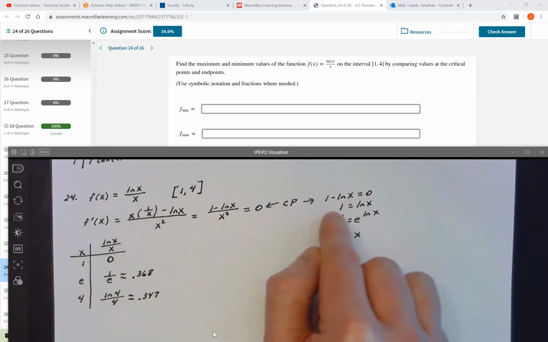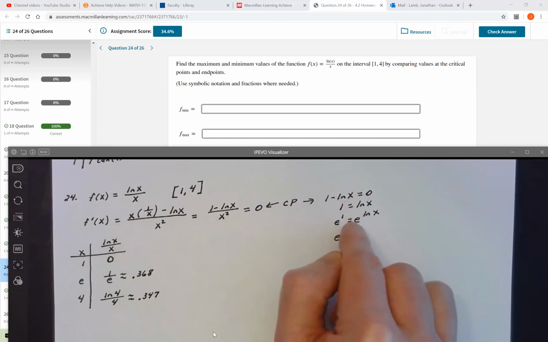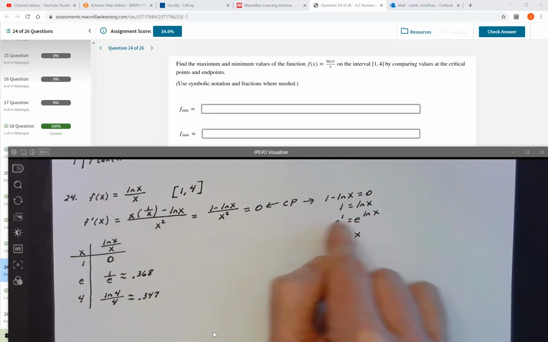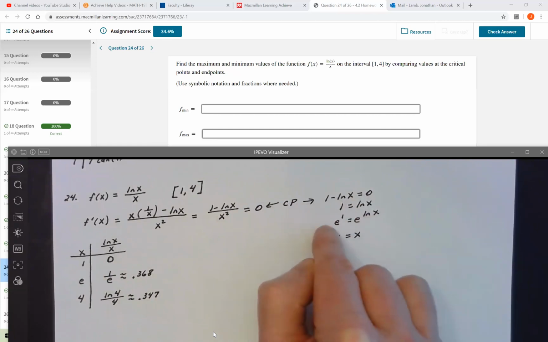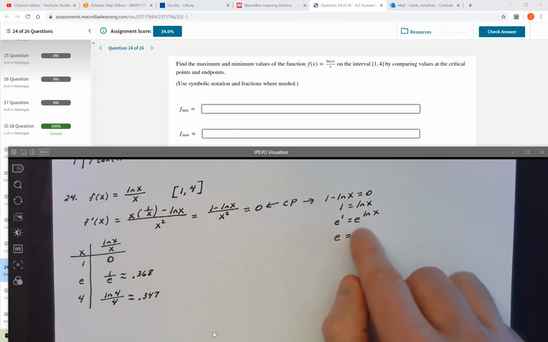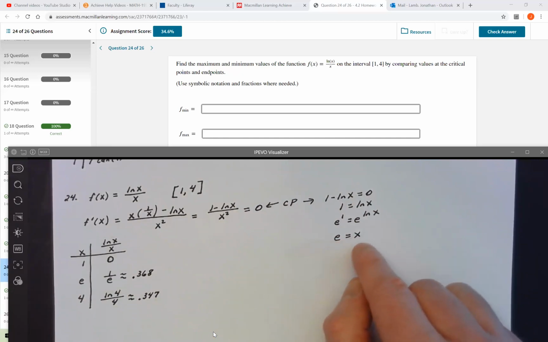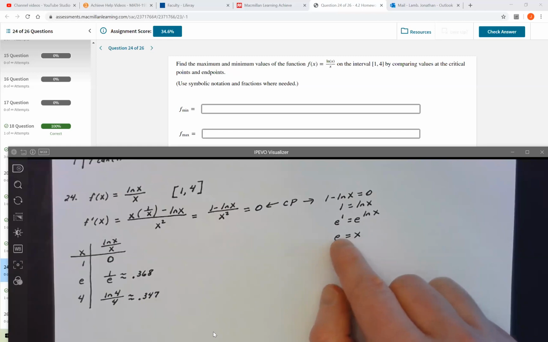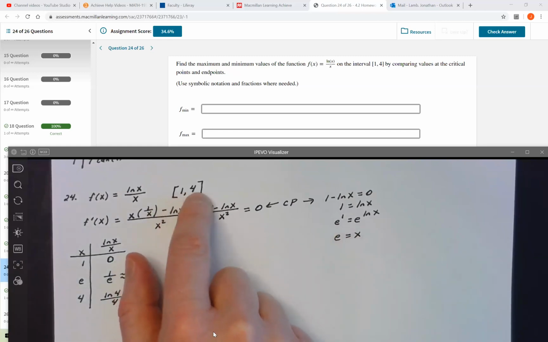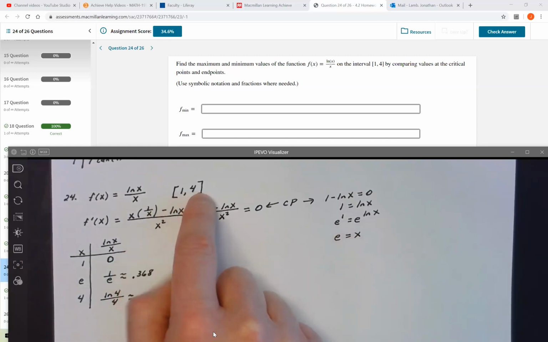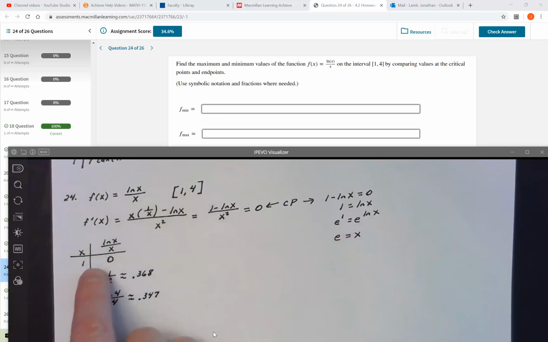Once I have the natural log of x is equal to 1, then I can exponentiate each side of that equation. E to the natural log of x should equal e to the 1. Well, e and natural log eliminate one another, and you just have x on the right-hand side. You have your e to the first, or just e, on the left. So now I can say my critical point e, that's certainly within the 1 to 4, because I know e is 2.71828. So I evaluate at 1, at e, and at 4.